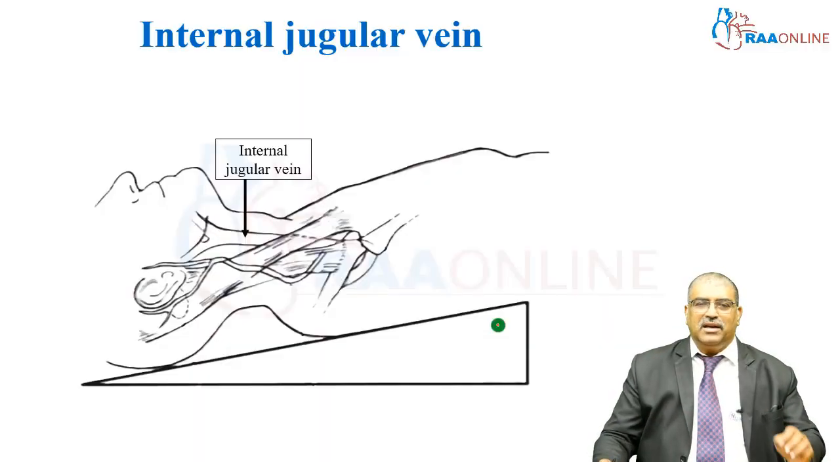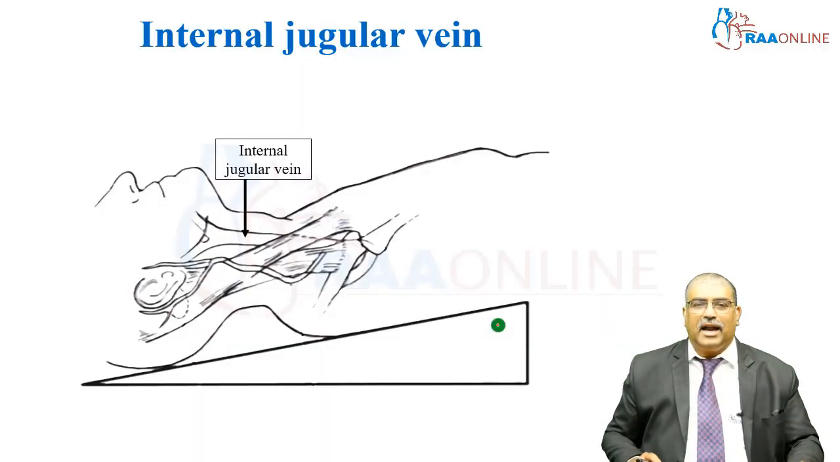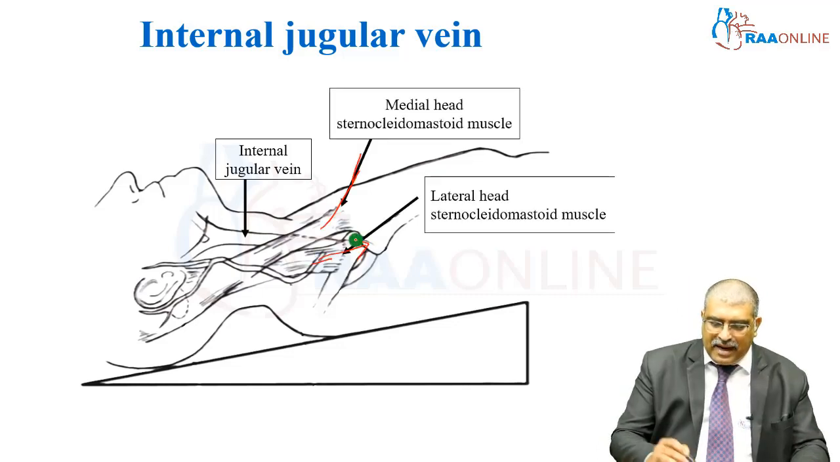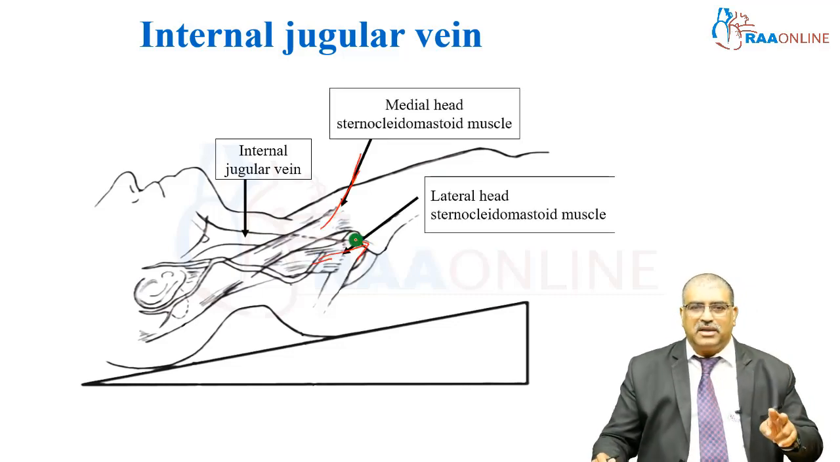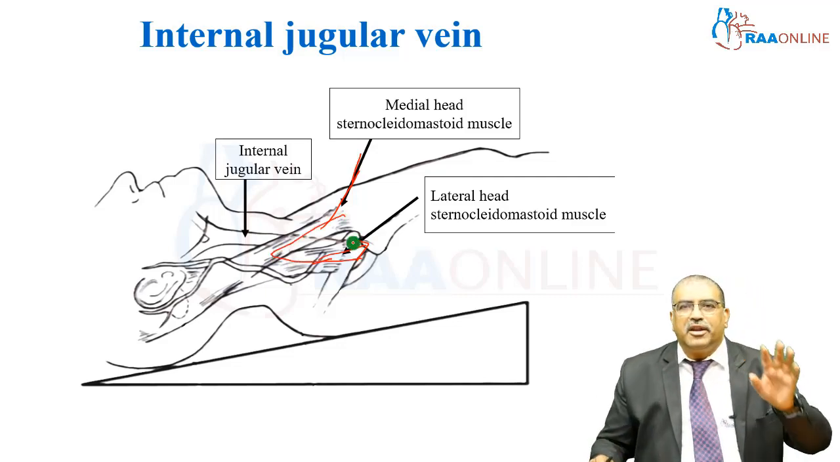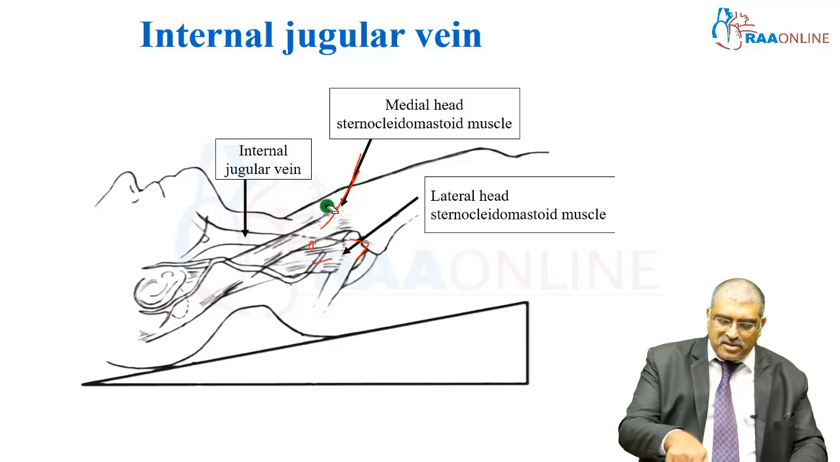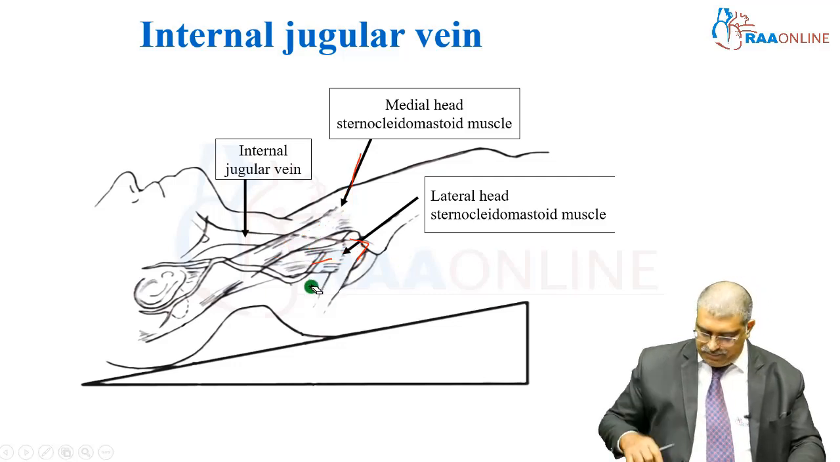Jugular cannulation in pediatric population. Here you have to know a few landmarks: the medial and the lateral head of sternocleidomastoid. This forms a triangle. This triangle is very important because your jugular vein is at the apex of the triangle.